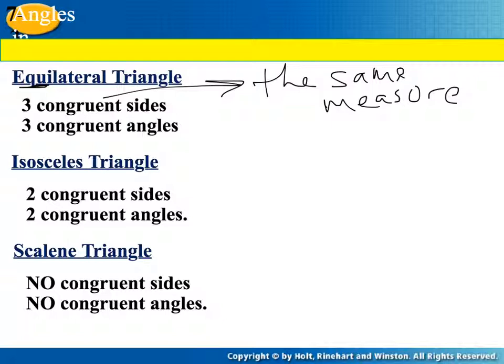Isosceles, two of the same sides, two of the congruent angles. Scalene, no congruent sides and no congruent angles.